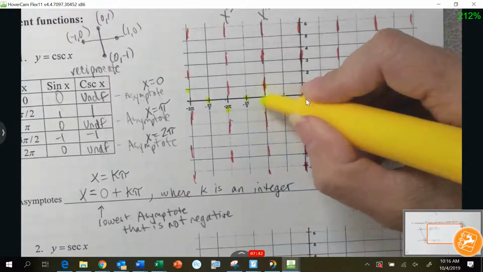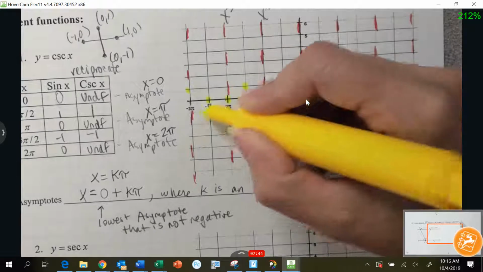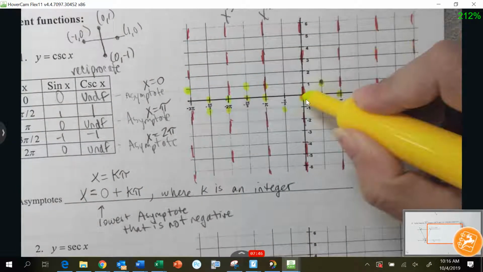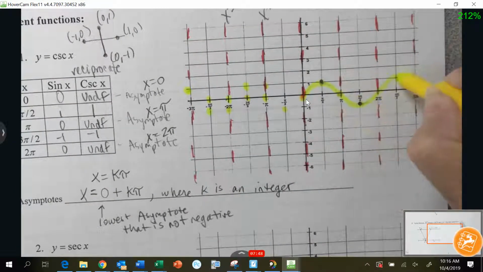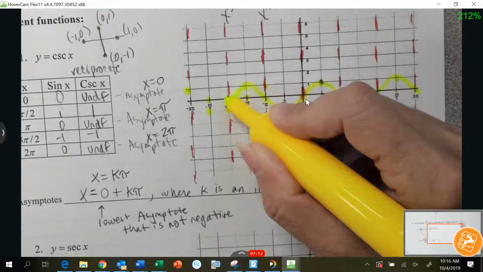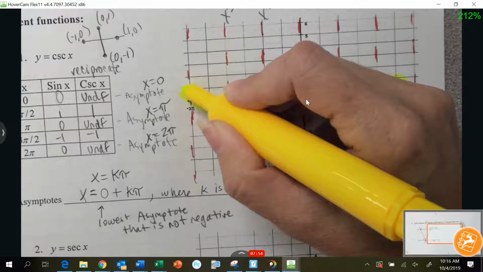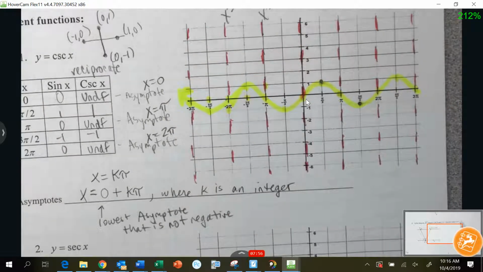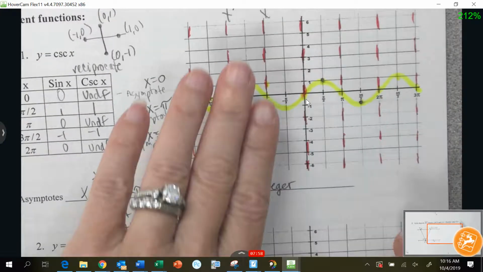Oh, shoot, I missed one. Oh, no. I messed up. This side's good. Nah. Okay, don't look so much on the left side.